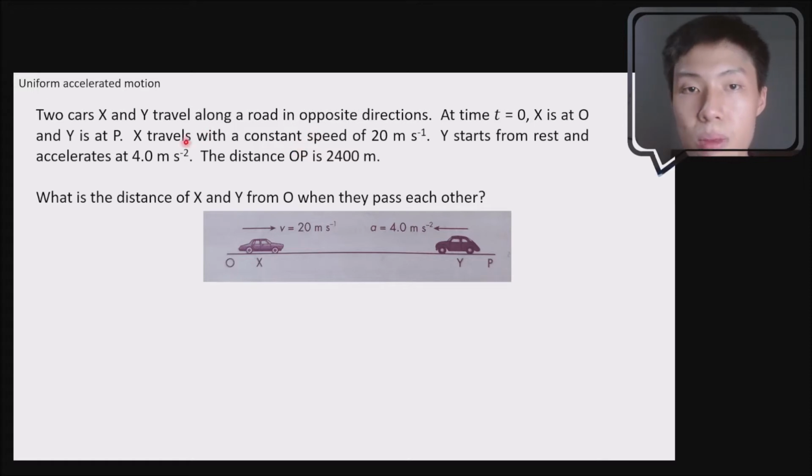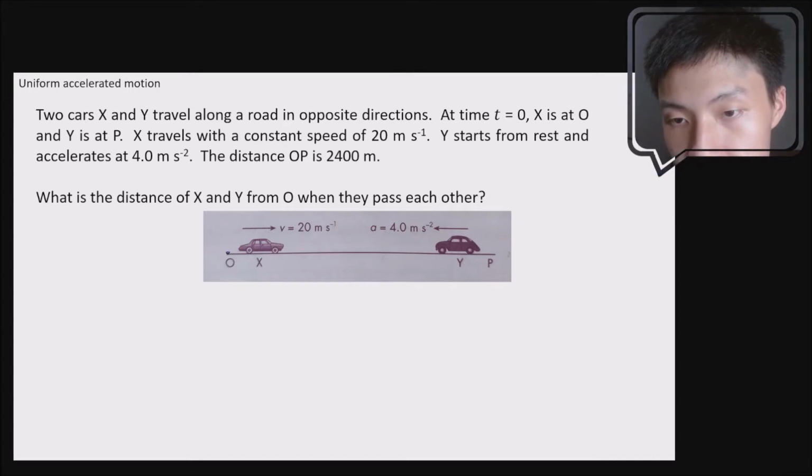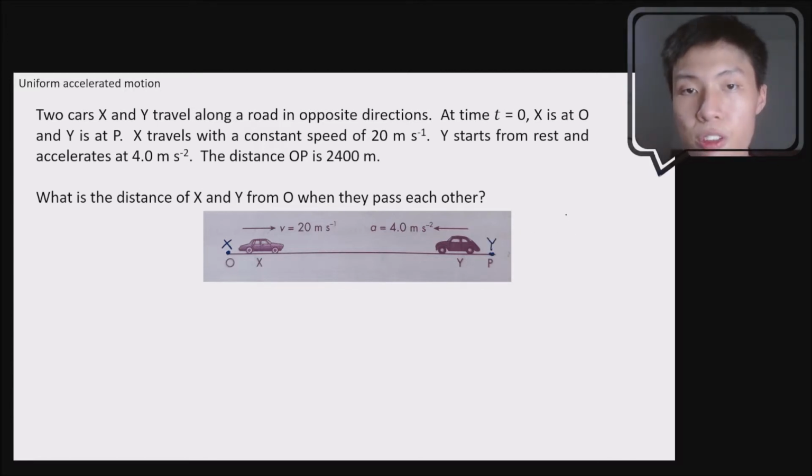Okay, so it mentions here that at time equals 0, X is at O, Y is at P. So we should probably expect this car X to be here initially, and this car Y to be initially here. Then car X moves with a constant speed of 20 meters per second. This one is mentioned over here, no problem.